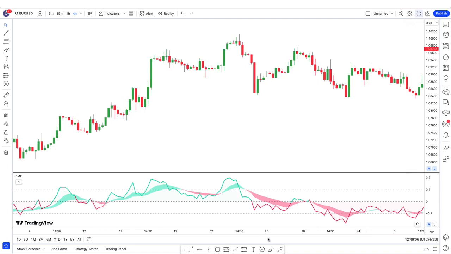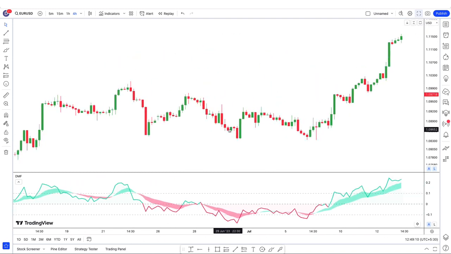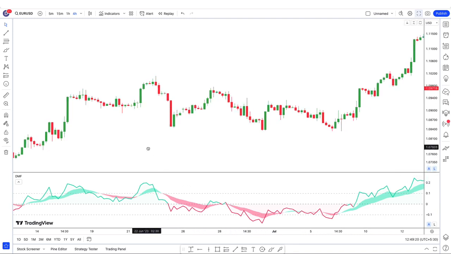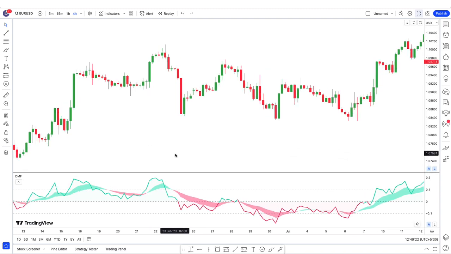And as I mentioned earlier, because this cloud is moving smoother and without any considerable noise like the DMF line, when it crosses above or below the center line, it can provide a much better signal on trend reversals that are happening in the market.